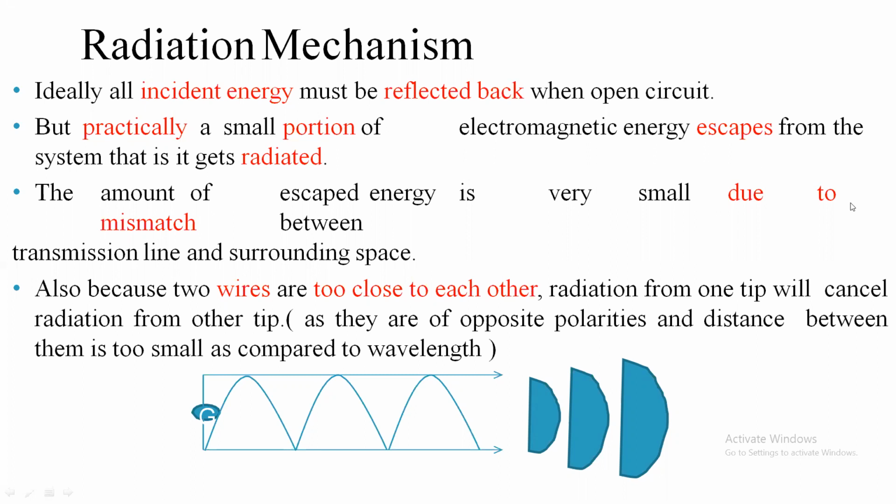And also, the two wires are too close to each other. That means two wires are close to each other. The radiation from one wire will cancel the radiation from the other wire. Like the circuit diagram shown here, if they are in opposite directions, the distance between them is very small compared to the wavelength.